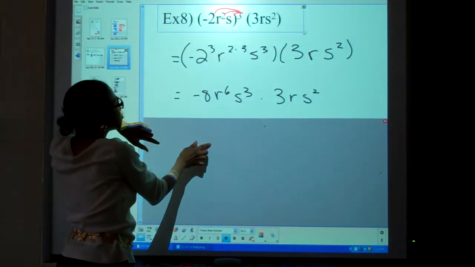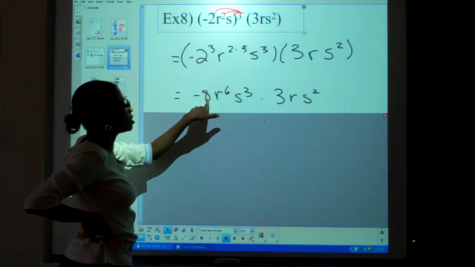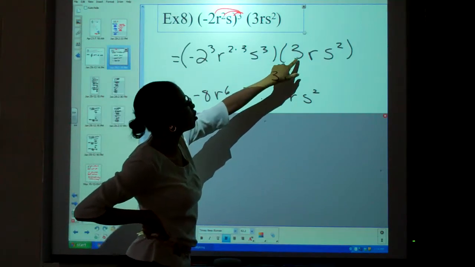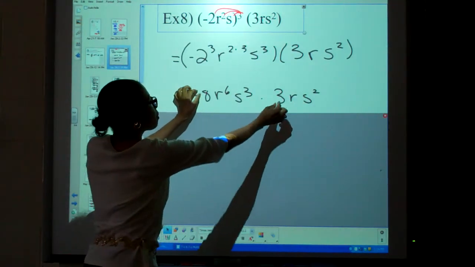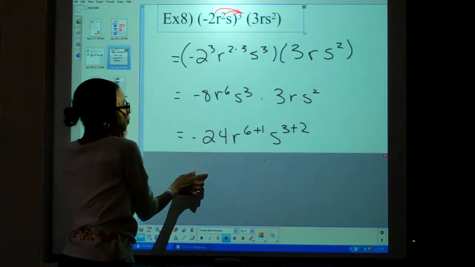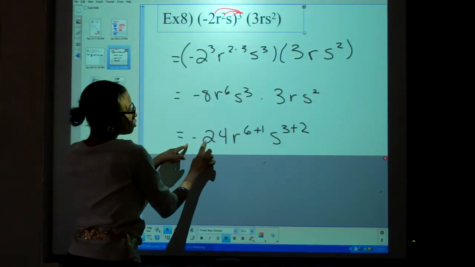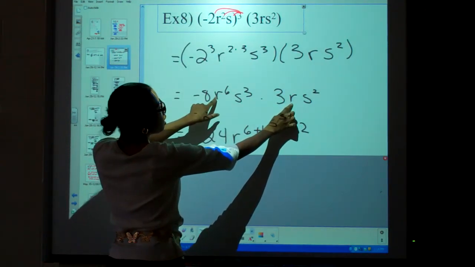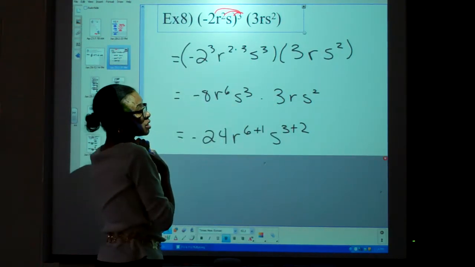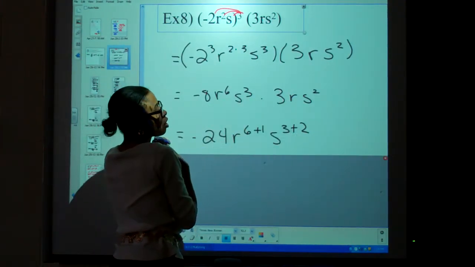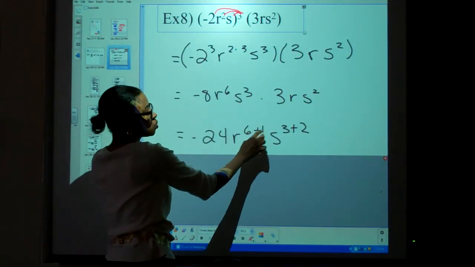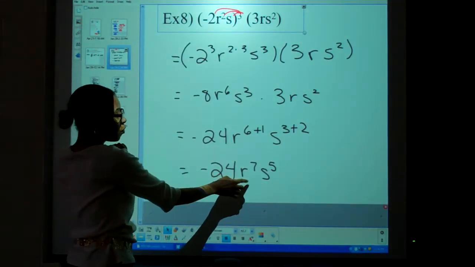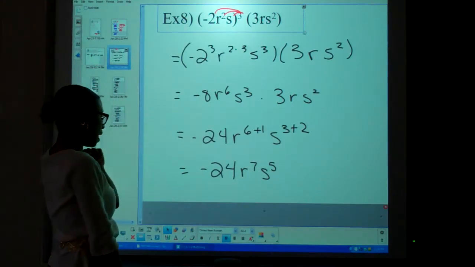And I'm going to simplify. Negative 2 raised to the third power is negative 8. r to the 6th power, s cubed times 3rs squared. Now I'm going to bring the negative 8 and 3 together. Negative 8 times 3 is negative 24. We're adding exponents. Remember, now we're adding because we're multiplying. r to the 6 times r to the first, we just add the exponents, 6 plus 1. And then s, 3 plus 2. And we're going to have negative 24 r to the 7th s to the 5th power.